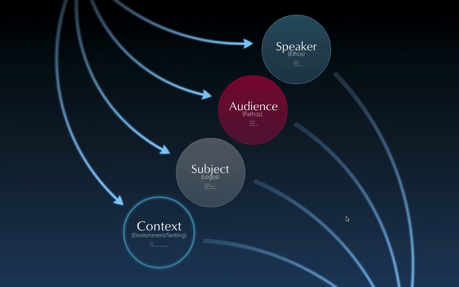Now, the first three aspects of the rhetorical situation are bound up in what Aristotle gave us as rhetorical strategies. He called them ethos, pathos, logos. And I'll speak to those briefly as I go through each of these.